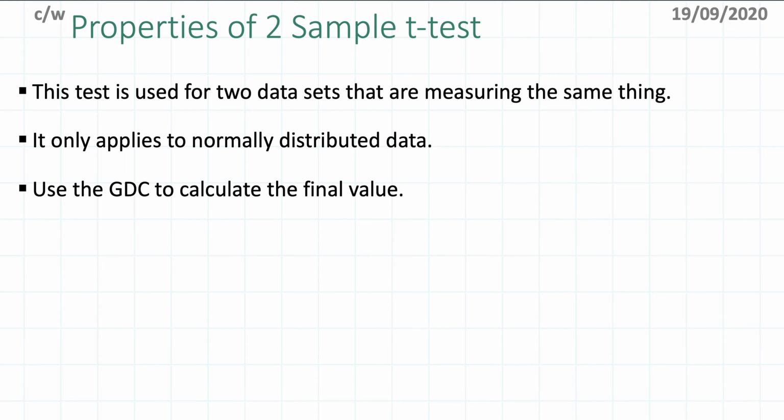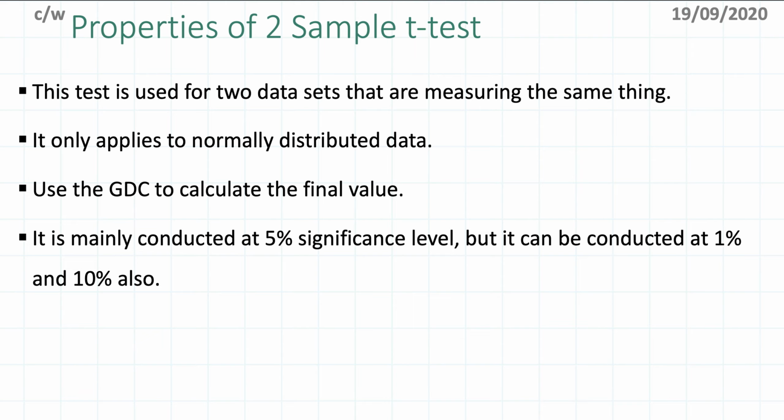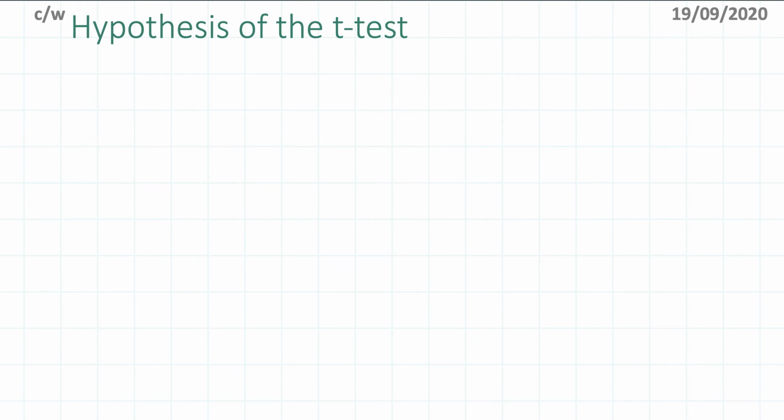We can use the GDC to calculate the final value, just as we've been doing with the others. You'll notice that we do it with a 5% significance level, but we can do it with others like 1% and 10%. Now, the hypothesis for the t-test is slightly different.